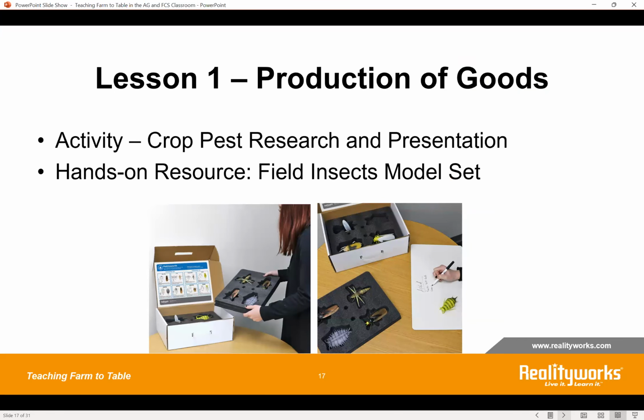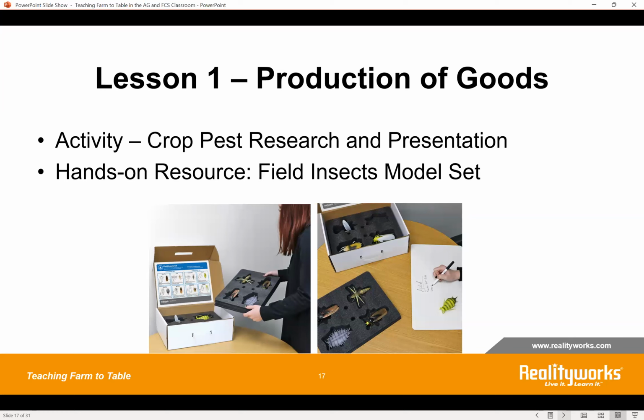First of all, lesson 1, production of goods. The hands-on resource that you would use in this lab activity is a crop pest or field insect model set that we include. Your students are going to do research and presentation where each small group is given a different field insect. They're going to identify the pest, and then they're going to research and put together a 5-minute presentation on the impact that that particular crop pest can have on the production of crops.